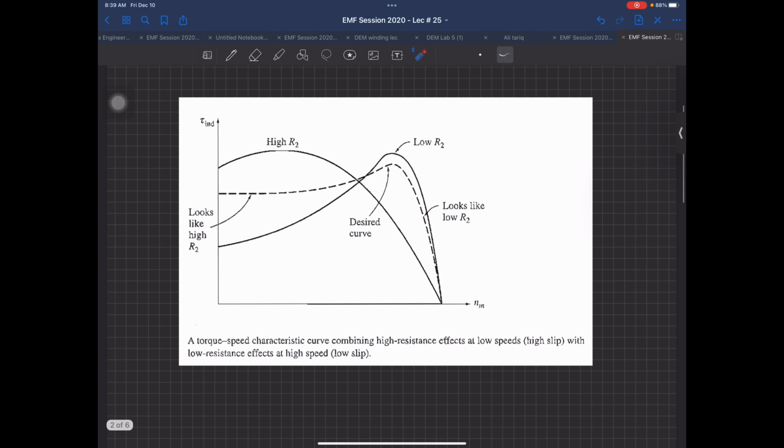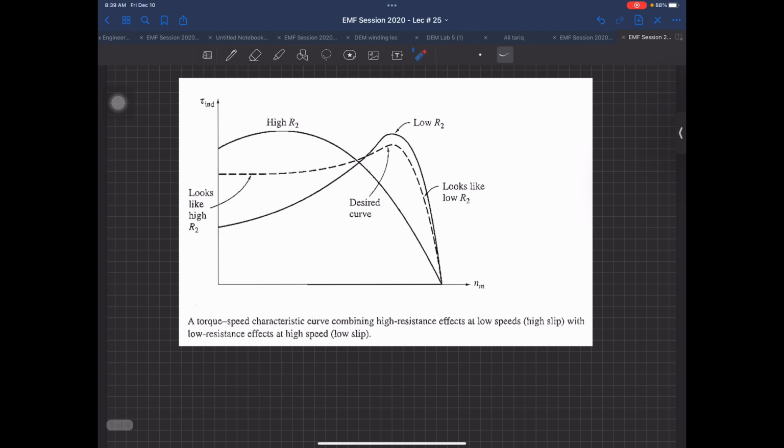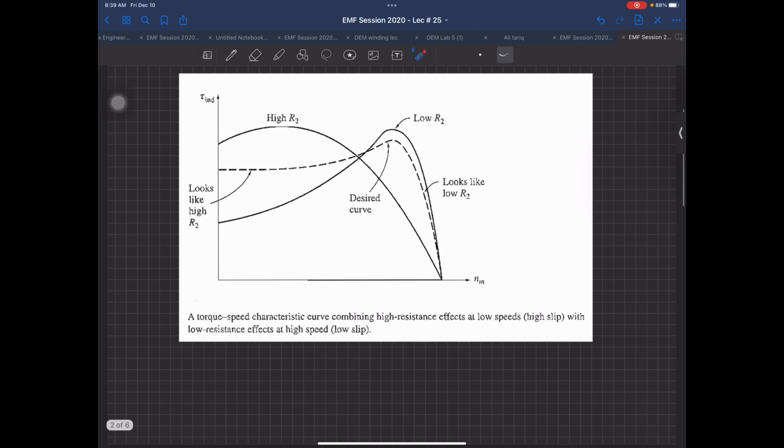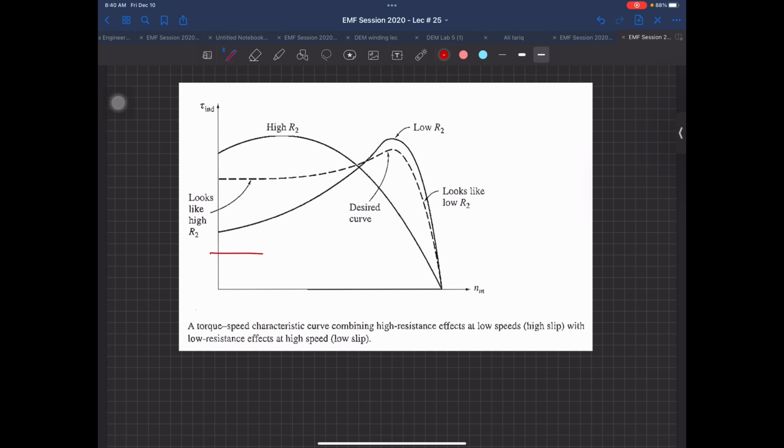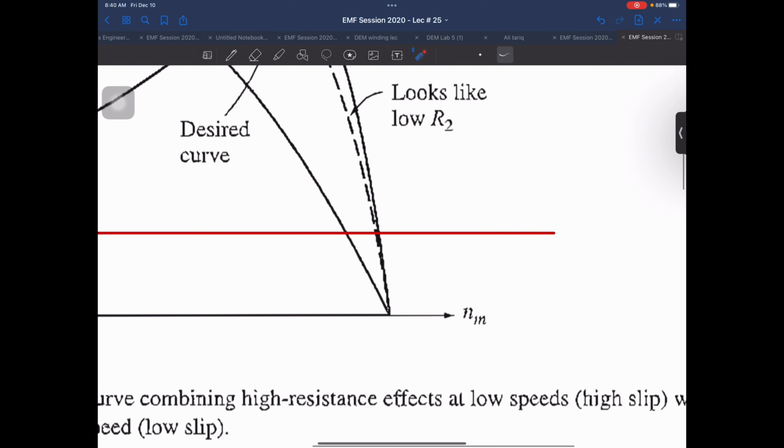What we are actually interested in is this curve over here, and in this plot I have shown 2 curves. One curve is the low R2, which means that if you have a low R2, you have this curve. The second curve is a high R2, which you can see has a high starting torque. But now the region of working: let me mark this with the red color. Supposedly this is the full load torque point, so this machine is going to vary from this point to this point, and corresponding to this, the speed variation is just this.